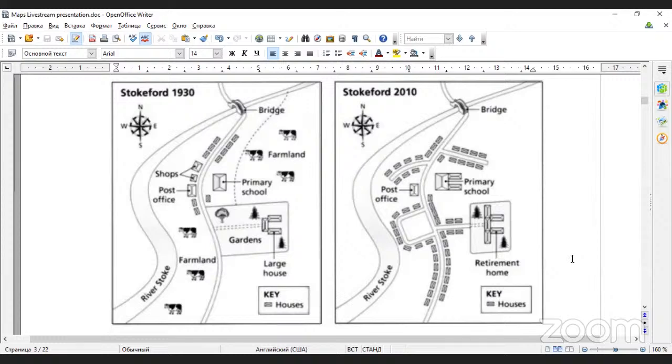Okay, two more minutes. We're writing an overview of these two maps. All right, one more minute left.